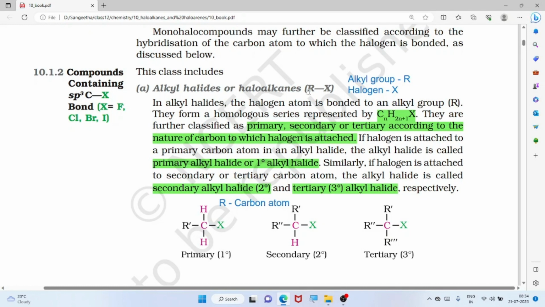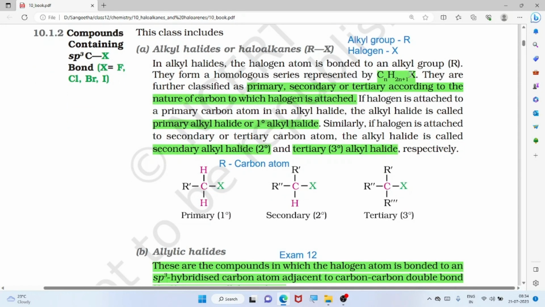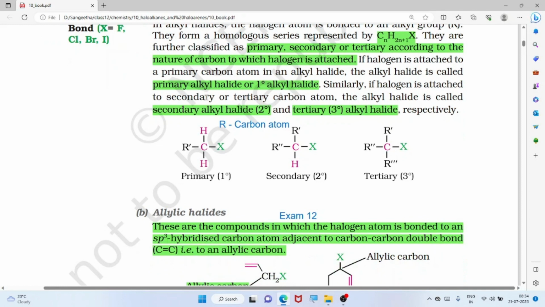So haloalkane means RX. R is the alkyl group, X is the halogen atom. The general formula is CnH2n+1X. If you put n equal to 2, C2H5X. They are further classified as primary, secondary and tertiary according to the nature of the carbon atom. If it is connected to a primary carbon atom, it is a primary halide, and a secondary carbon atom means a secondary halide. Primary halide is represented as 1 degree alkyl halide, secondary 2 degree, tertiary 3 degree.